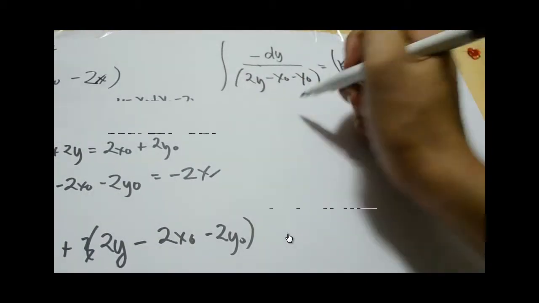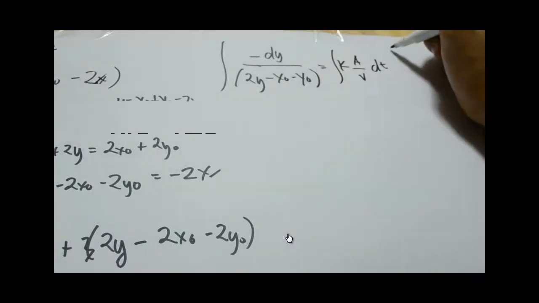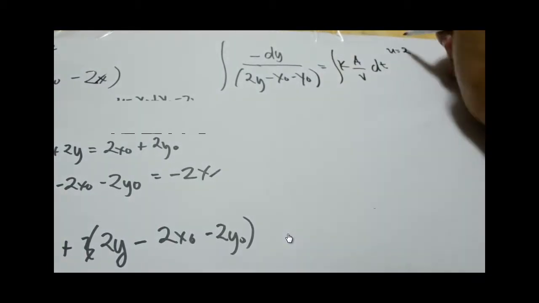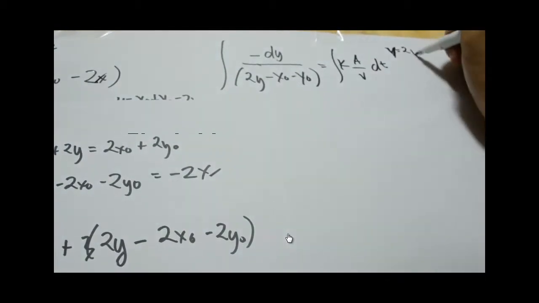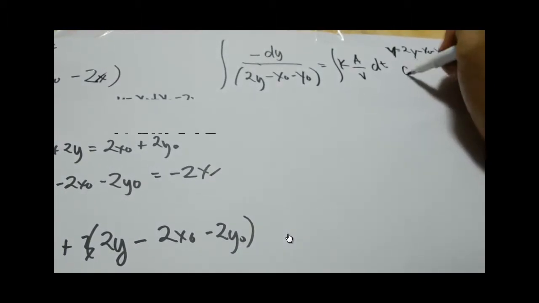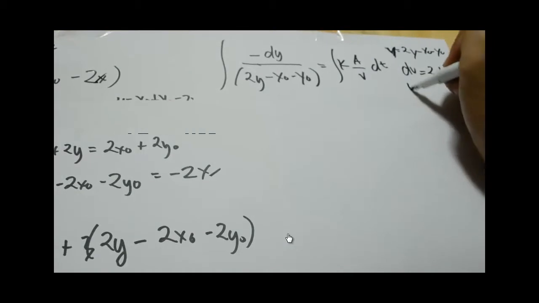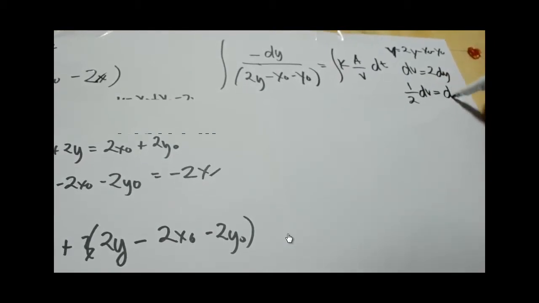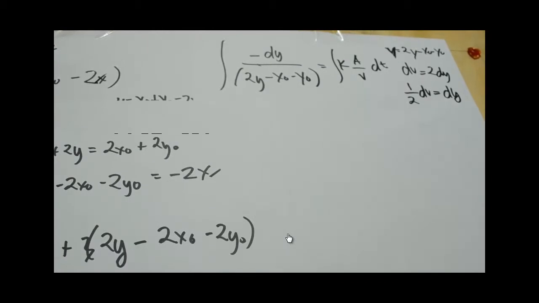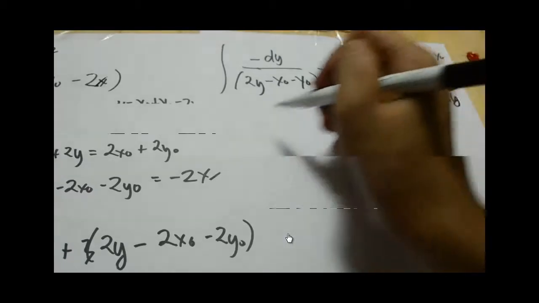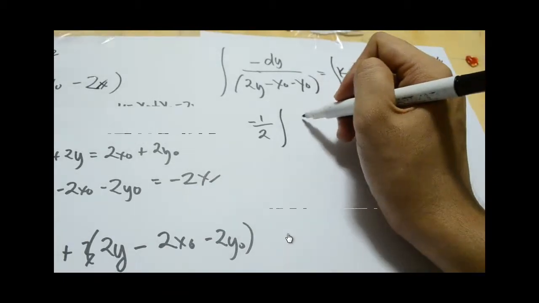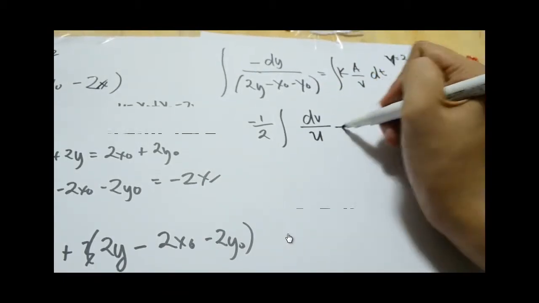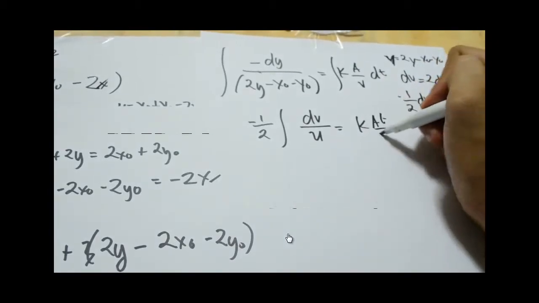Integrating both sides again, we will let u equal to, okay, since we've used u last time, now I'm going to use v. That v is equal to 2y minus x sub o minus y sub o, and our dv equals 2 dy, 1/2 dv equals dy. And now negative 1/2 dv equals negative dy, right? So we have negative 1/2 integral of dv over v is equal to k a t over v.